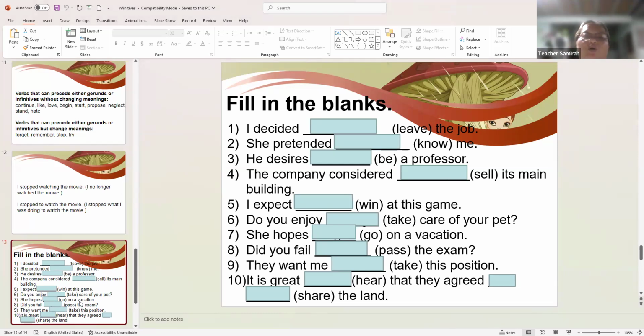Let us see if you know how to answer this one. So we are going to answer either a gerund or an infinitive here. We can use a gerund or we can use an infinitive.